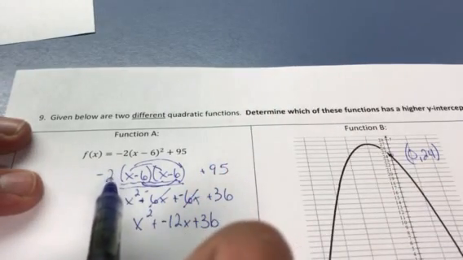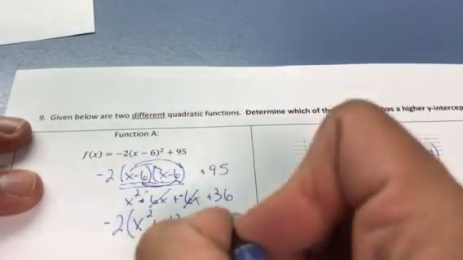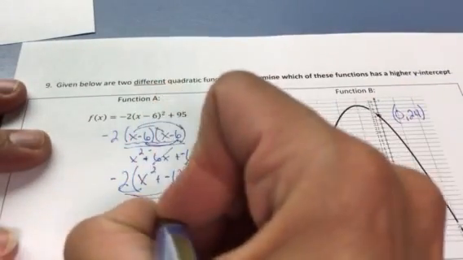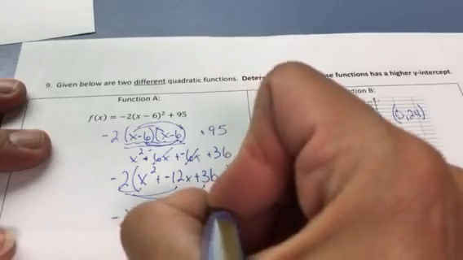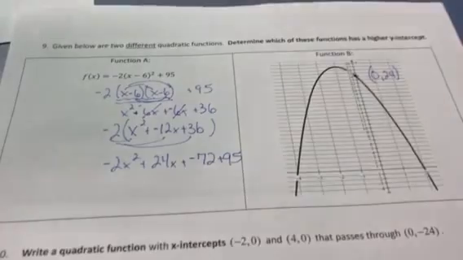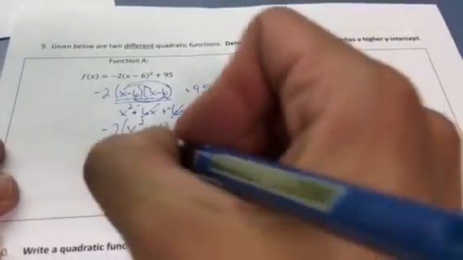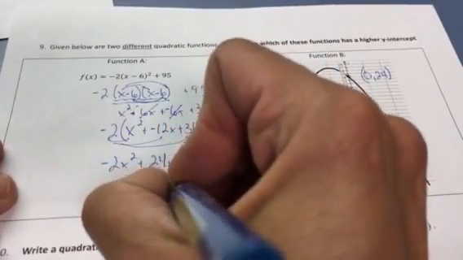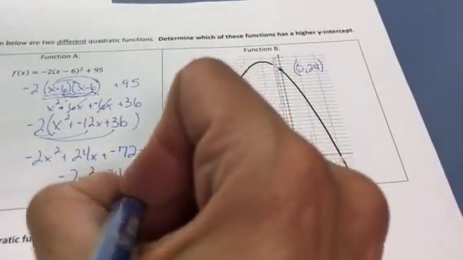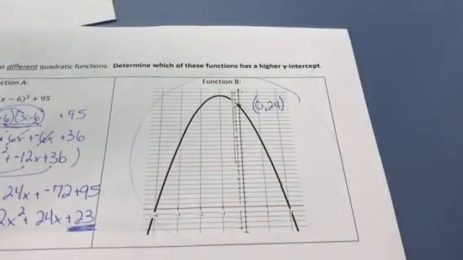And now the thing that I still have to multiply of the 3 factors up here is the negative 2. So now negative 2 is going to multiply into all of these. So I get negative 2x squared, I get 24x, and I get negative 72. And then I don't want to forget the 95. And then to get it cleaned up, I'm just going to add those 2 plain numbers at the end. And if I take negative 72 and I add 95 to it, you can use your calculator, you're going to actually get 23. And so now when I compare the y-intercepts, this one is a smaller one than this one. So which one has the higher y-intercept? That would be function B.